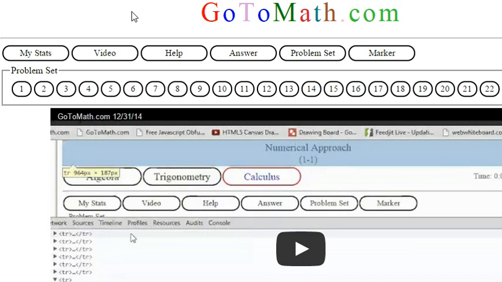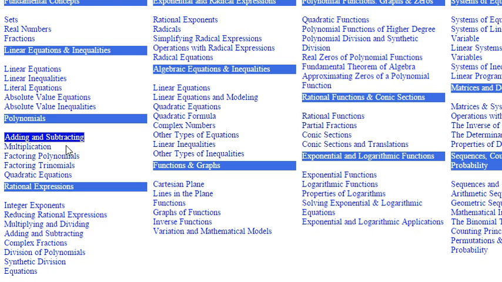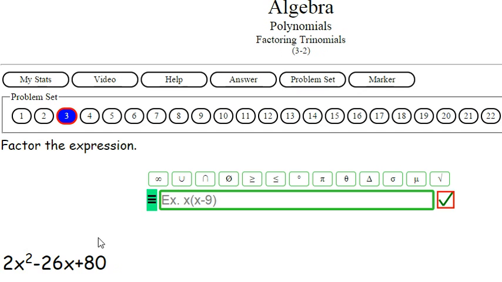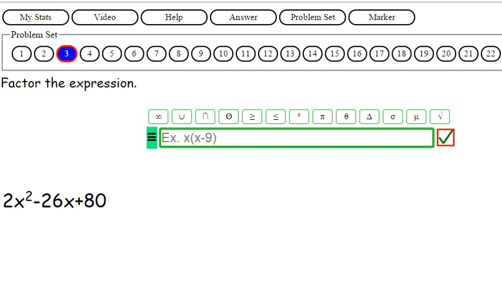Or go to math.com, click on the algebra. Let's go down to factoring trinomials. And we're looking at 3.2. Somebody's looking at 3.2. What are we doing here? I don't know. Let me write this down.